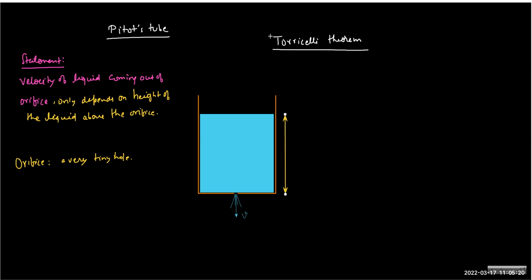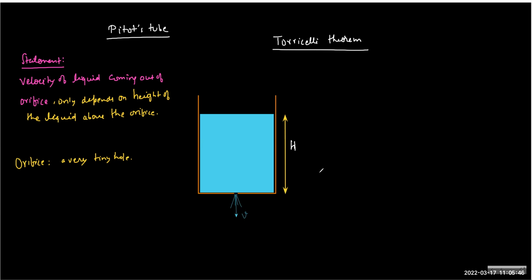So it means if I prick somewhere here, then this height will matter. If I prick somewhere here, then the height from here to here will matter. So the velocity only depends on the height of the liquid above the orifice. Do you realize what I'm saying? Okay.